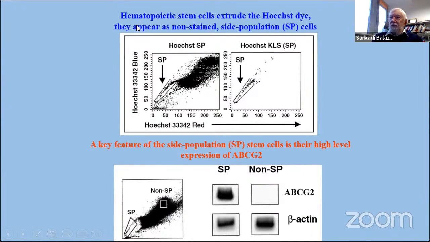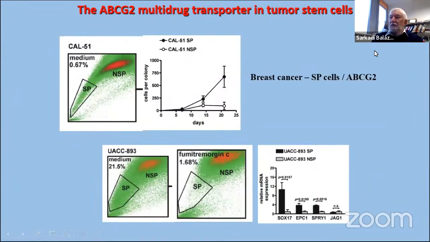It has been first shown in hematopoietic stem cells that there is a so-called side population. So if these cells are incubated with a Hoechst dye, some of the cells actually extrude this dye, and these are called the side population cells. And in the side population, if you separate them, then the major protein which is present is the ABCG2 transporter. So it's highly expressed in the side population and practically not expressed in the non-side population cells. So how does it relate to the tumor cells?